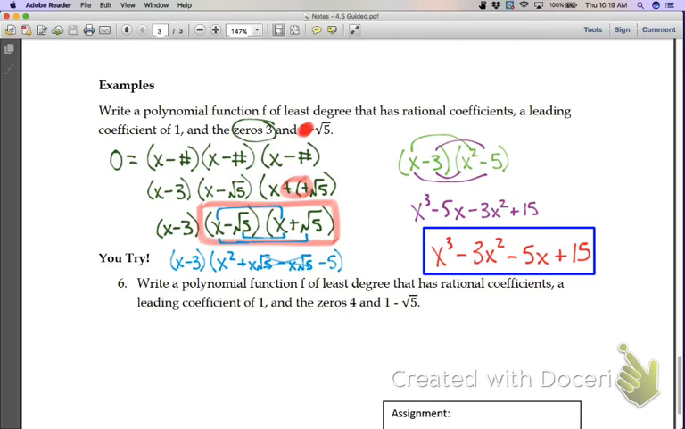Always start out with x minus whatever your zeros are and then change them from there. It'll make things a heck of a lot easier. Okay, but remember, whenever you have any sort of square root, you're always going to have a positive square root and a negative square root.